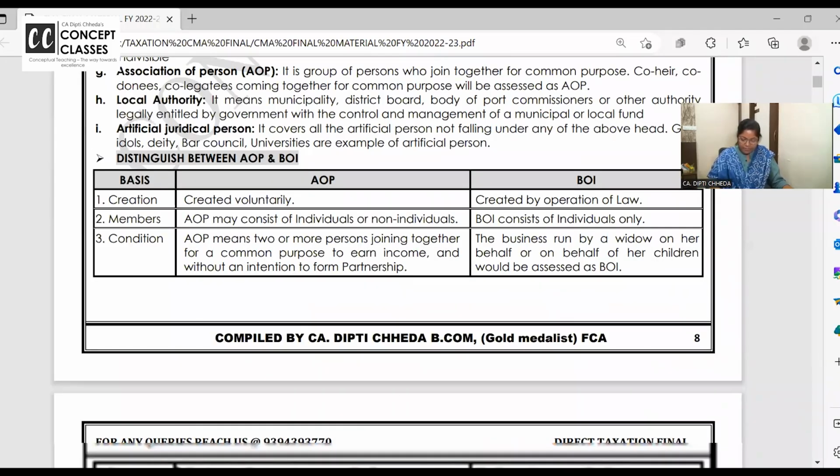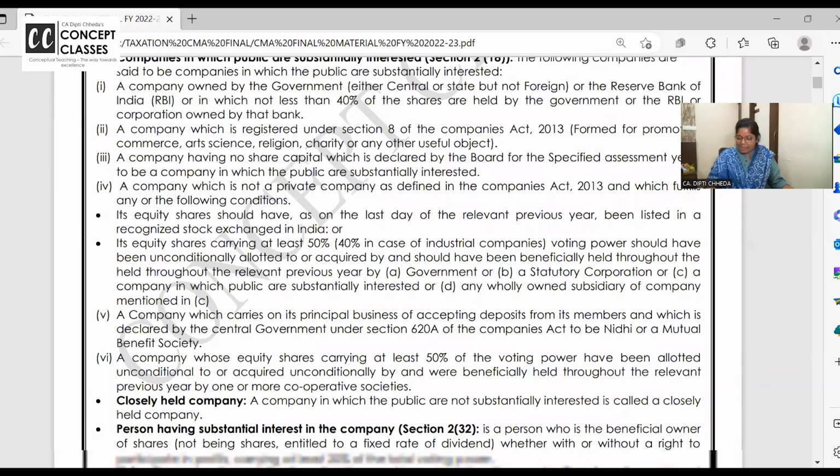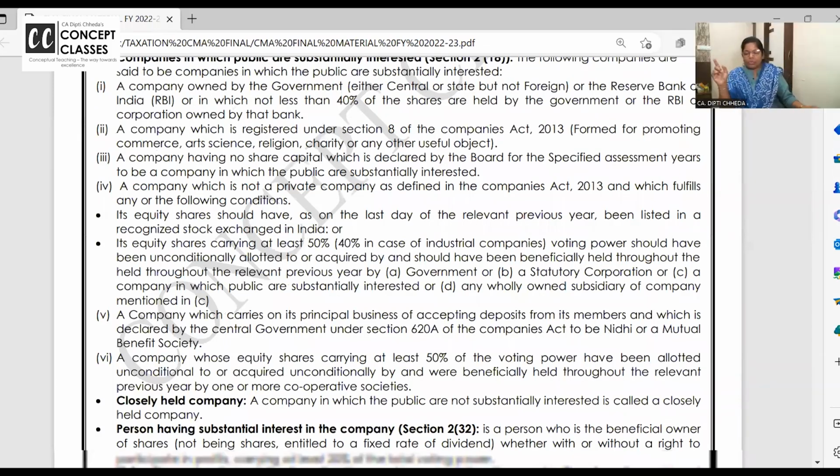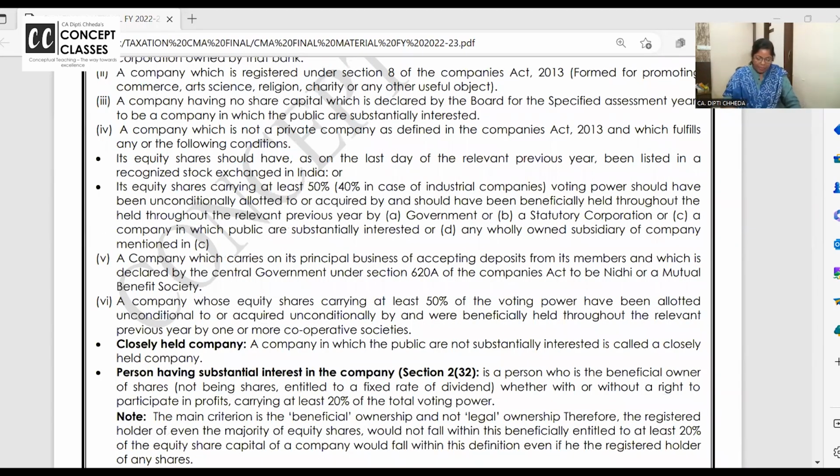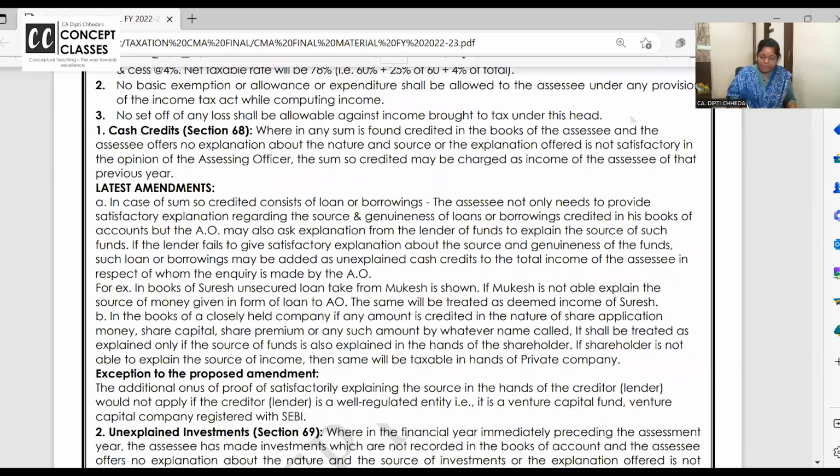What are the tax rates applicable for financial year 22-23? Because you have to calculate the tax for DTA for so many cases, right? And there are some amendments. See, this one is also an amendment, very important for final. I'll cover it up a little later.